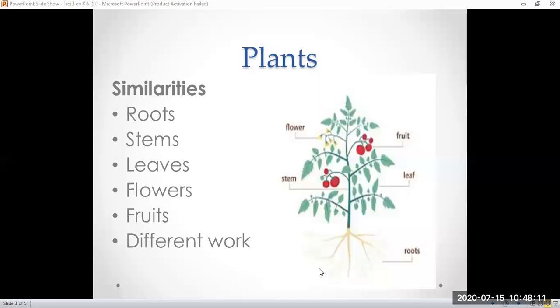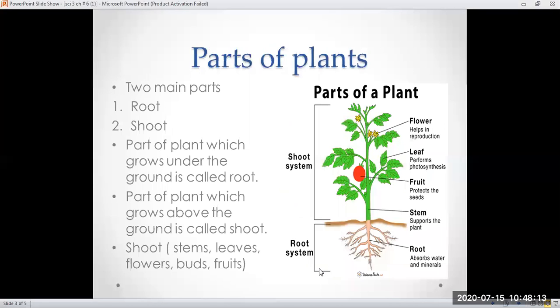Moving forward, next are the parts of a plant. In this picture, you can see the plant is divided into two main parts. The first part is known as the root. The second part is known as the shoot. So what is a root? Here you can see these are the roots of the plant that are under the soil, under the ground. The function of the root is to absorb water and minerals from the ground.